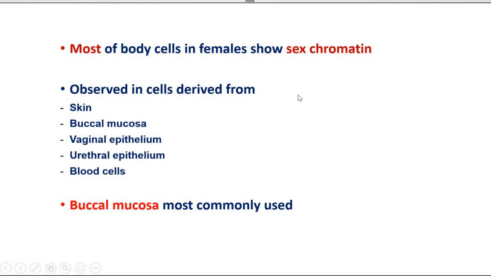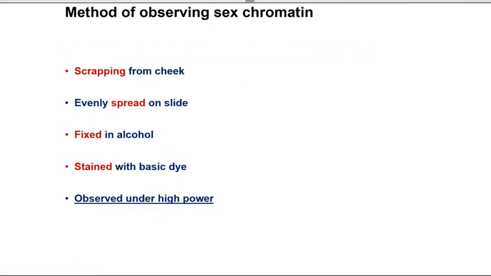Now, most of the body cells will possess chromatin, right? Although it is present in all the cells, most commonly it will be found in cells derived from skin, buccal mucosa, vaginal epithelium, urethral epithelium, or blood cells. But the most commonly used, non-invasive procedure is cells from the buccal mucosa. Right, now what are the methods of observing this sex chromatin?